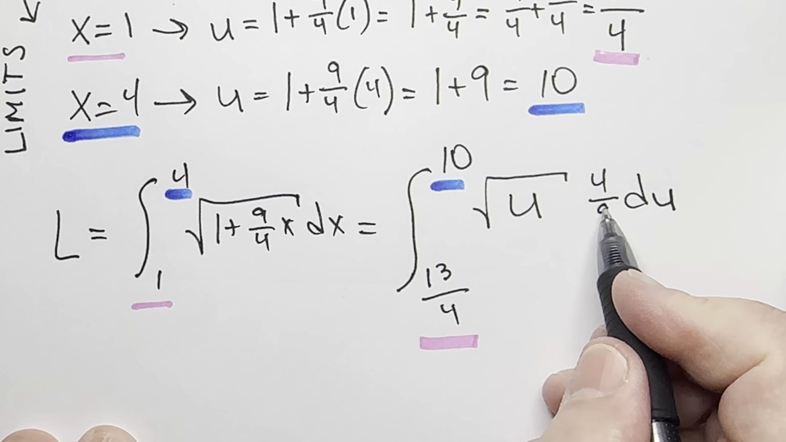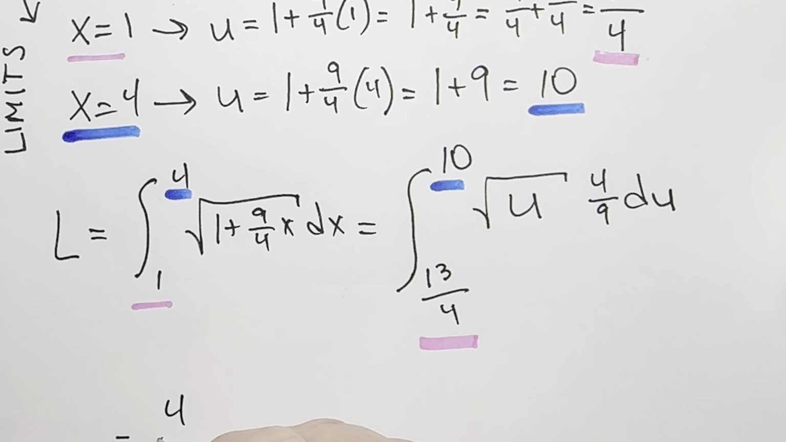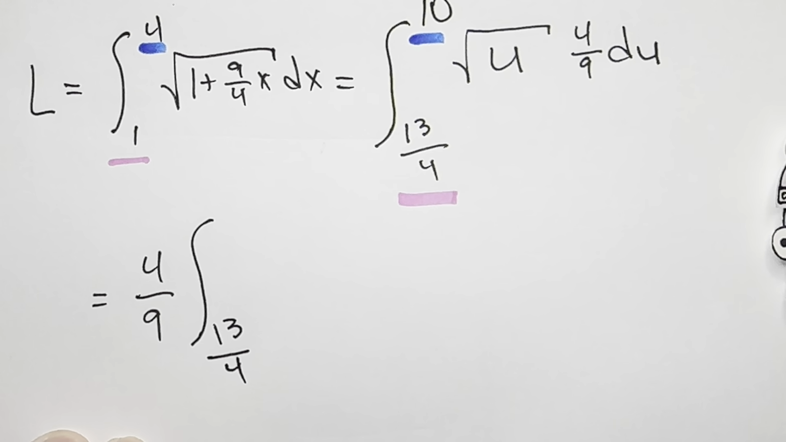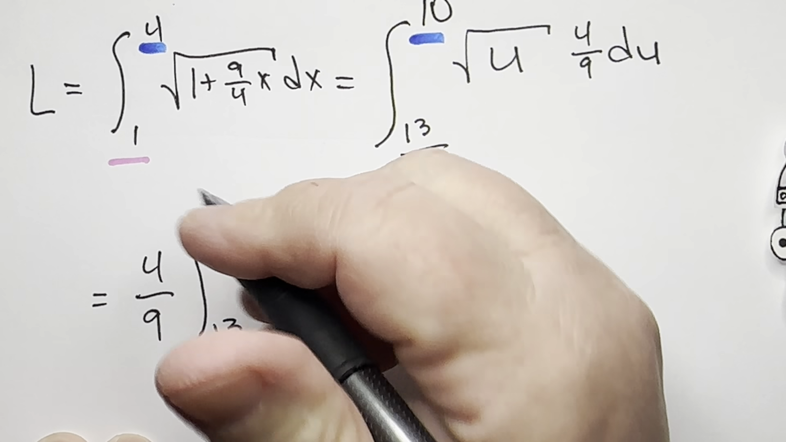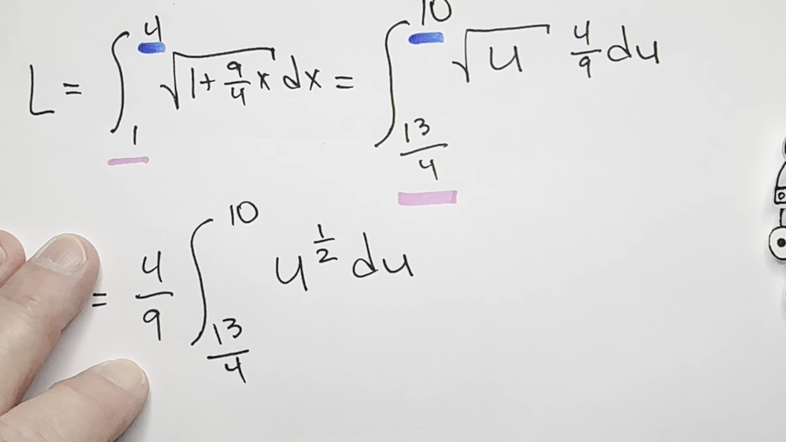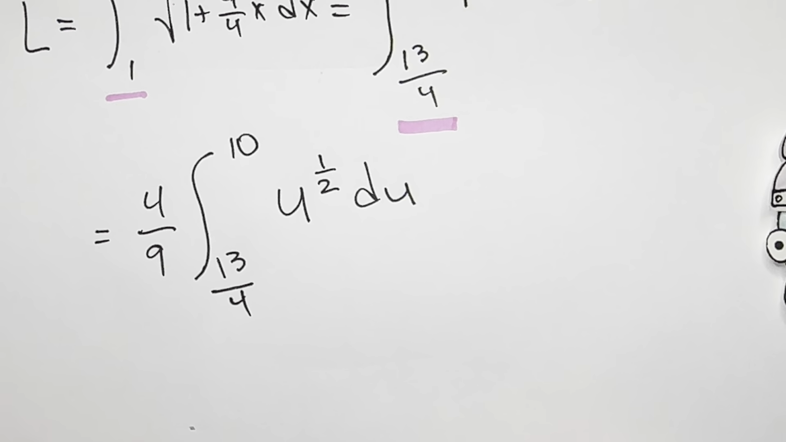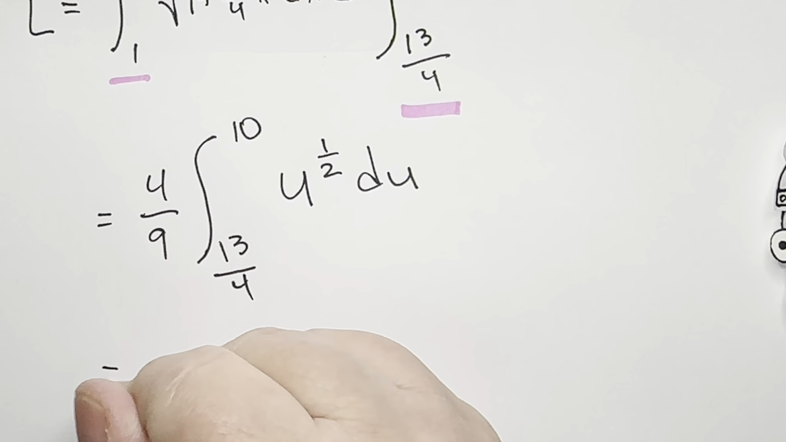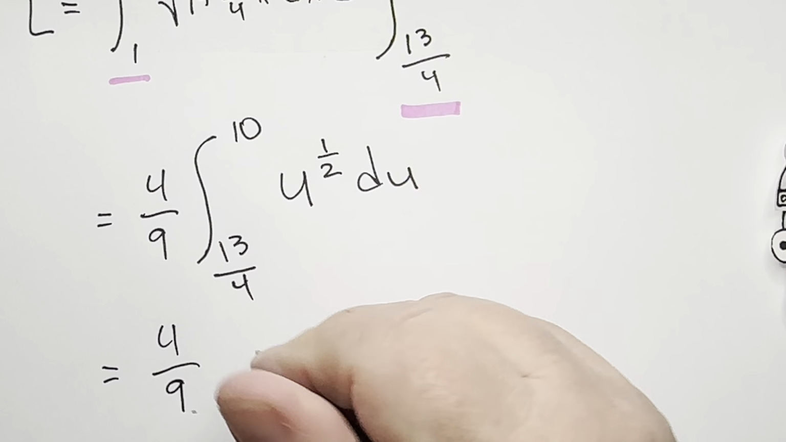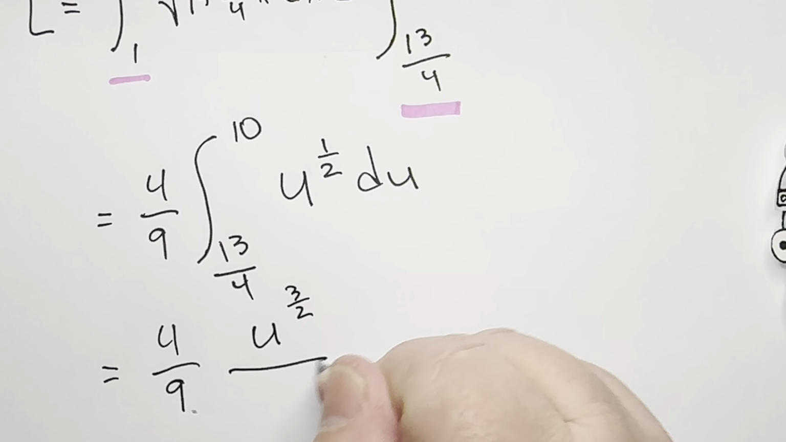Woohoo. I'm going to pull the 4/9 out. And then I personally do better when I write the exponents out rather than writing as square root. You do you, but I'm going to do u to the 1/2 du like that. Woohoo. And then I can very simply integrate. This is going to be u to the 3/2 all over 3/2.